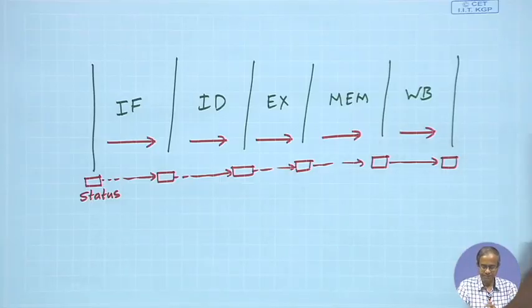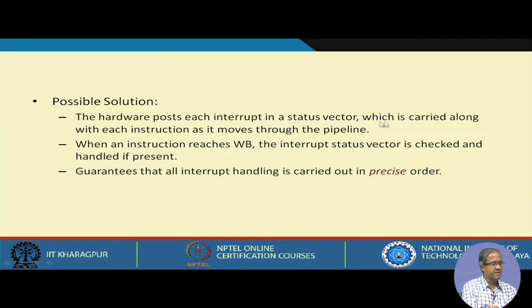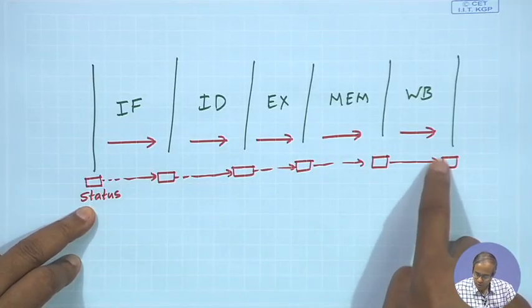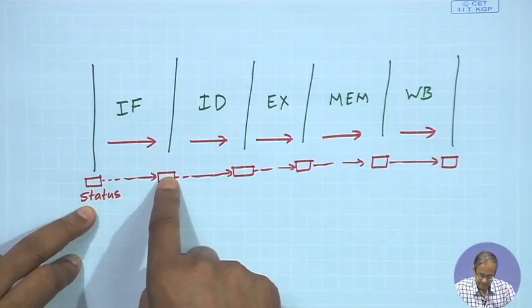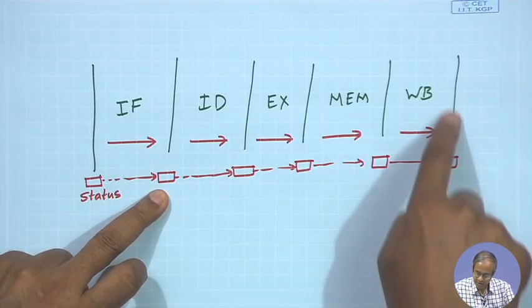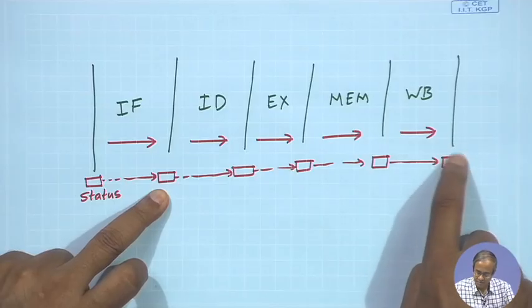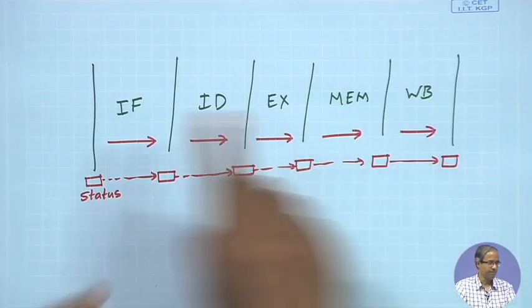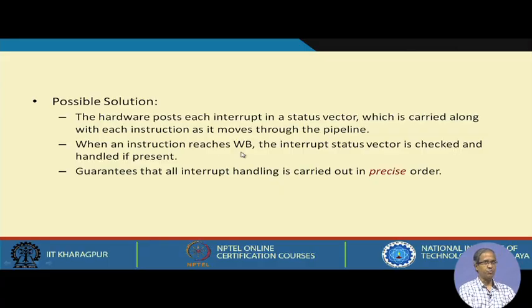So, what we are saying is that this status vector is carried along with the instruction as it moves through the pipe, and in that status vector you set a bit indicating that there is an interrupt and also the type of the interrupt. So, you do not do anything here, you let it move, and when it reaches WB only then you process the interrupt. Maybe the interrupt has occurred here, but you allow it to move till WB. When it reaches here, you see what is the type of the interrupt. You see it was an instruction page fault, then you handle that interrupt, right. So, when the instruction reaches WB, the interrupt status vector is checked and handled.